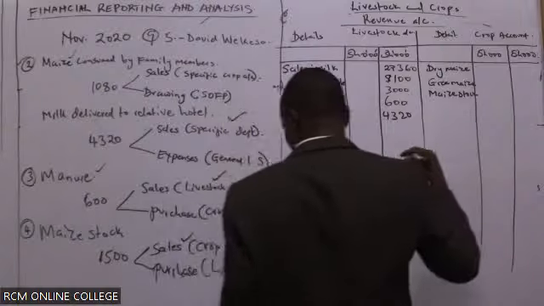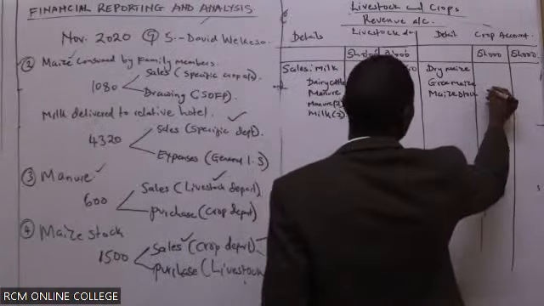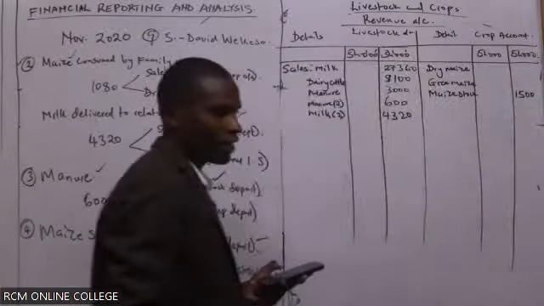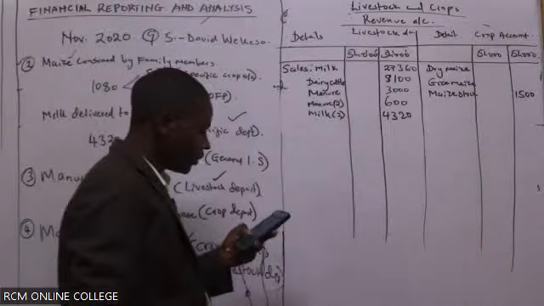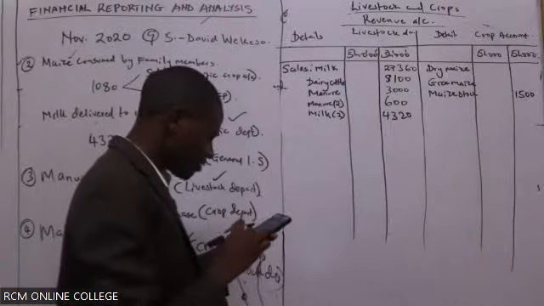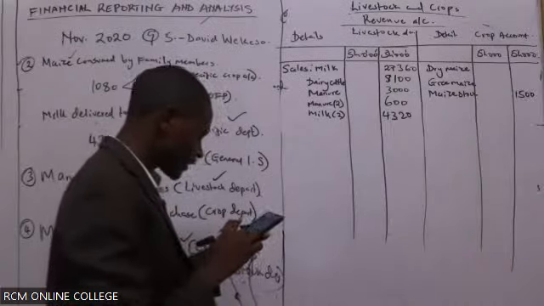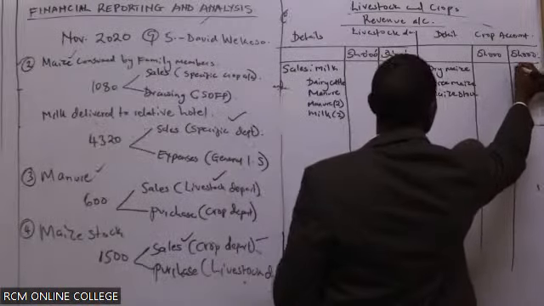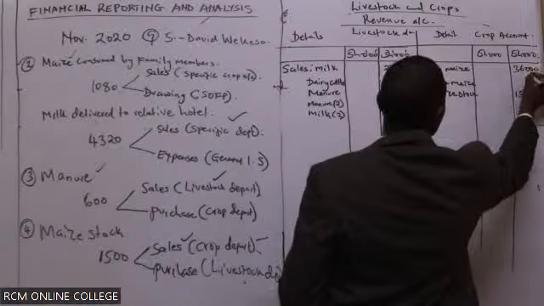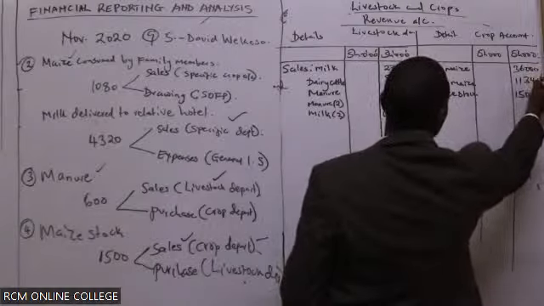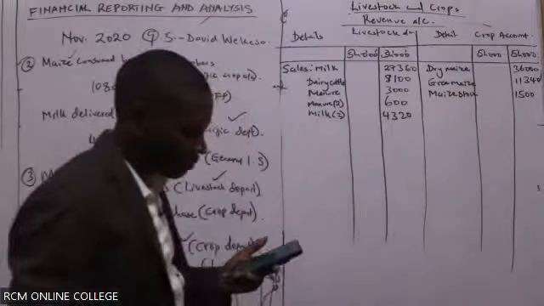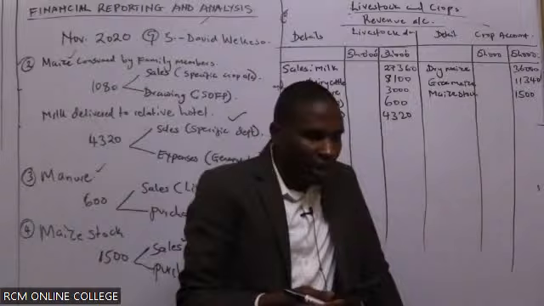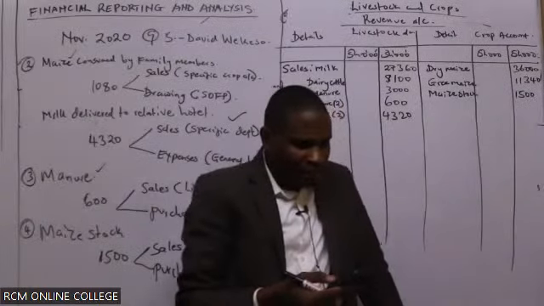Maize stock. Hapa tuko na maize stock ya 1500. It's a sale, 1500. Then we look at the dry maize. Dry maize ni ngapi? 36,000. Na green ni 11340. Any other item that tunabakisha? Any other item remaining here? Maize adjusted.